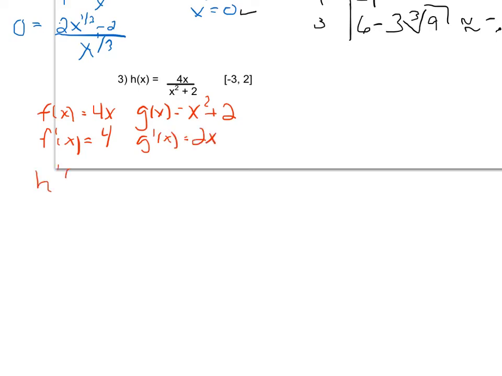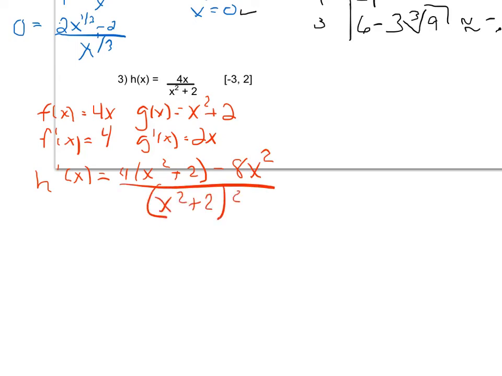So h prime of x is equal to the derivative of the first times the second, minus the derivative of the second times the first. 2x times 4x is 8x squared, all over my second squared. So I end up with h prime of x equals 4x squared minus 8x squared, which gives me negative 4x squared plus 8, all over x squared plus 2 squared.